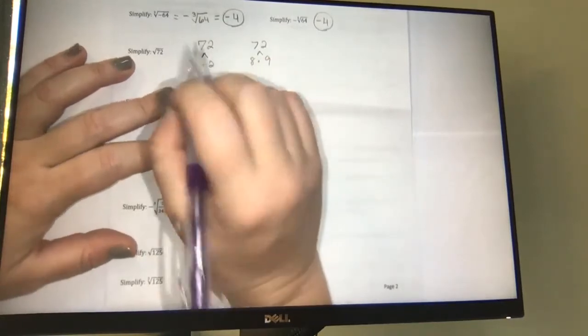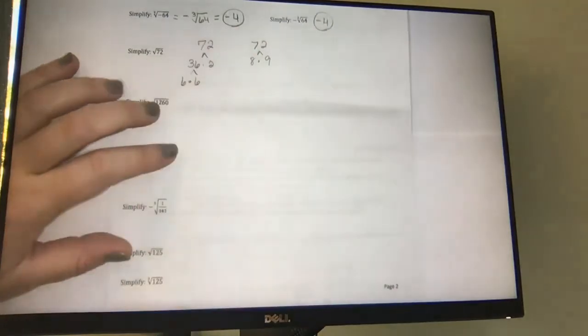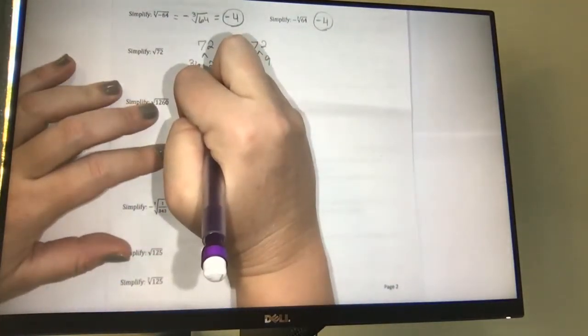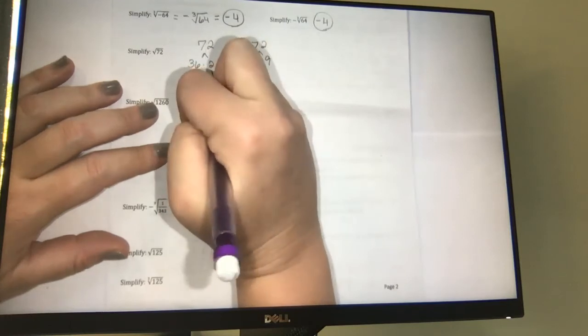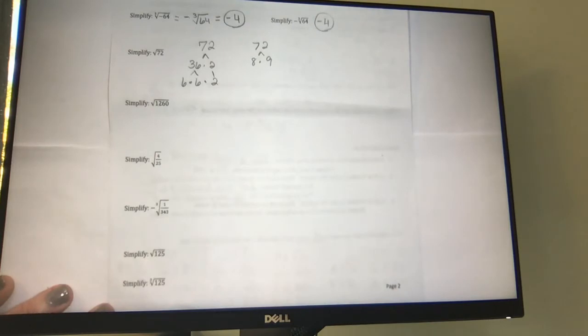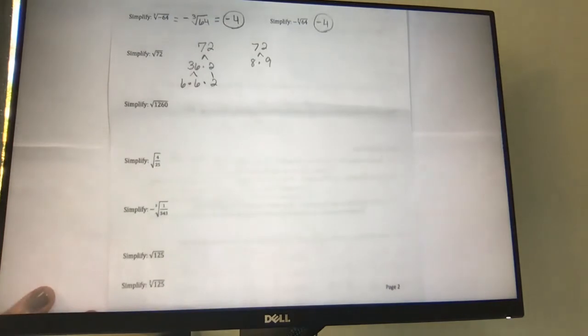Okay, so 36 will break apart. I'm going to do 6 and 6. Now 2. Can I break apart 2 into anything? No, he's prime, so I'm just going to put him there. Now notice I keep putting dots between them. That's because every branch, every level of my tree should multiply together to give me 72.